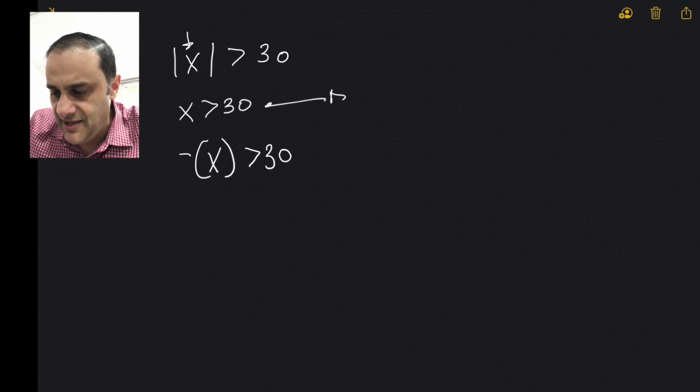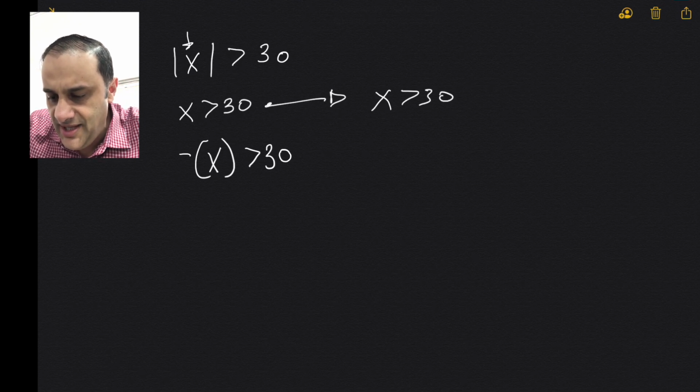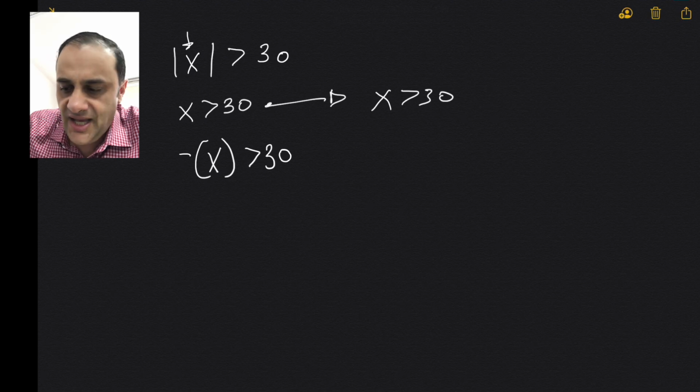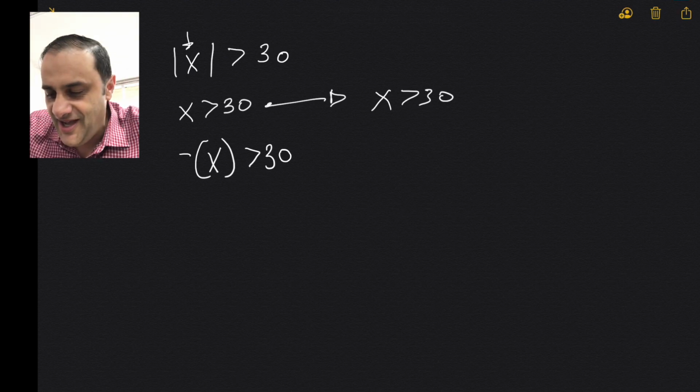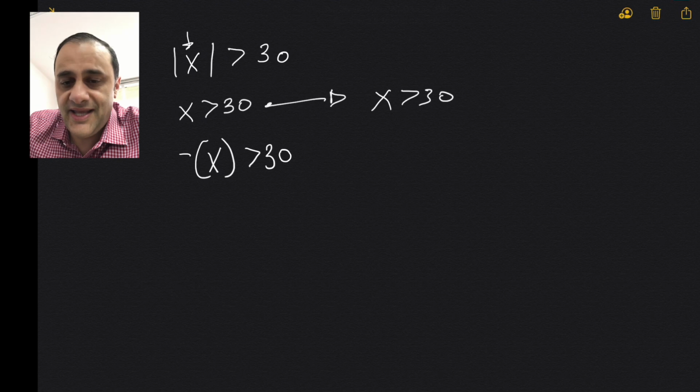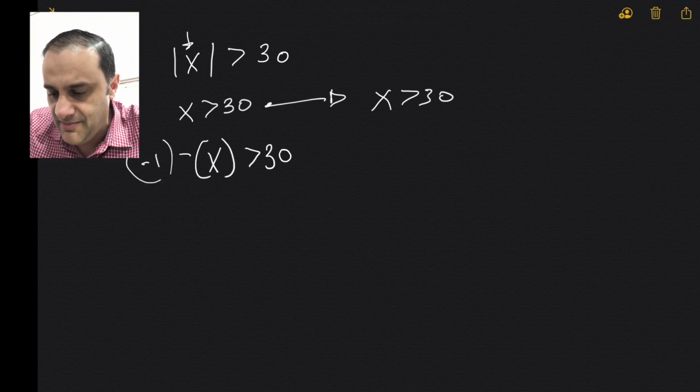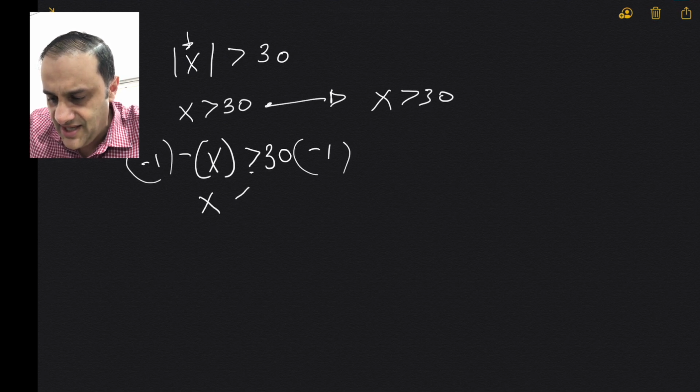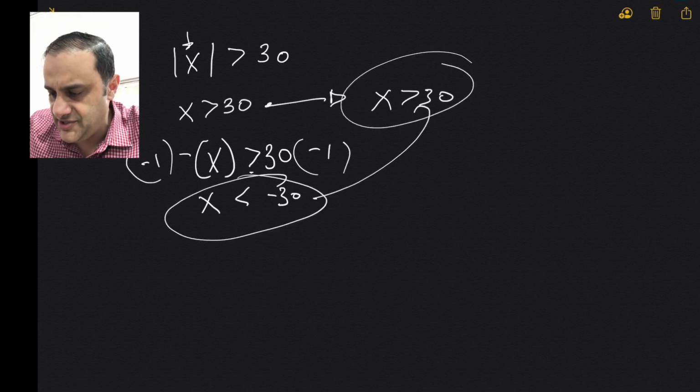The first one we already have: x is greater than 30. Now for this one, we want to get that negative over. With inequalities, when we multiply or divide by a negative, we have to flip the inequality. So we multiply each side by -1. Then we have x, and we flip it, so x is less than -30. So that's the other answer. Those are the two answers.